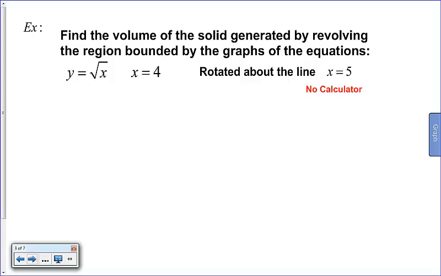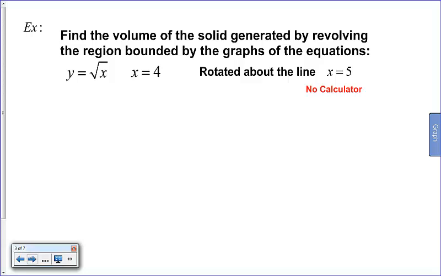Okay, so our next problem. Find the volume of the region of the solid generated by revolving the region bounded by the graphs of the equations y equals root x and x equals 4 rotated about the line x equals 5. So again, we're rotating about some line that is not an axis. So root x, this is a non-calculator thing. Root x, we all kind of have an idea what that is.